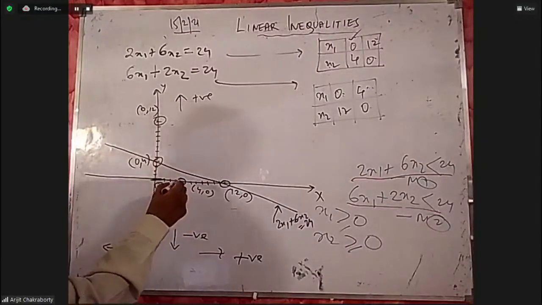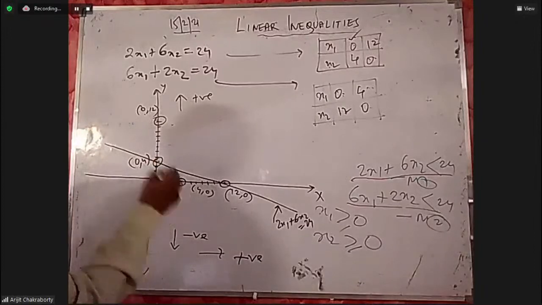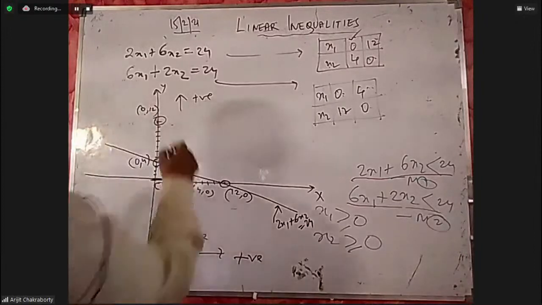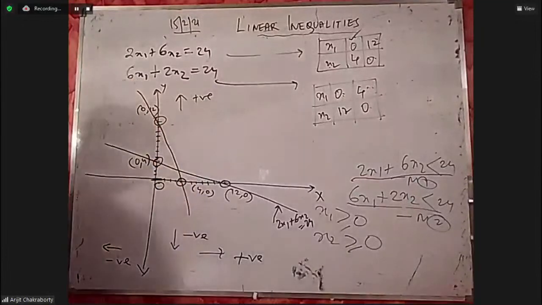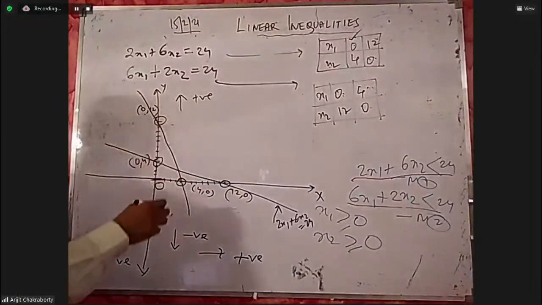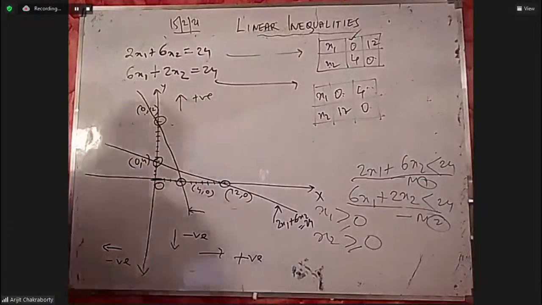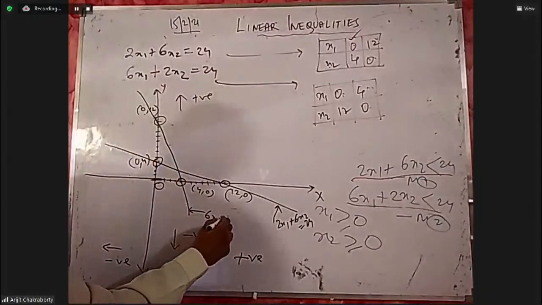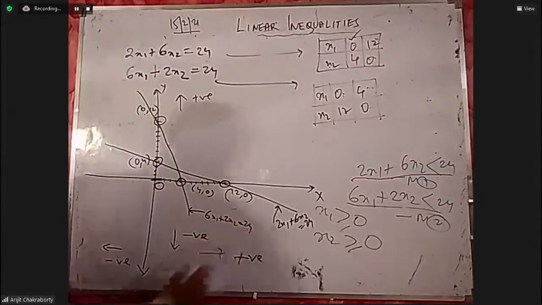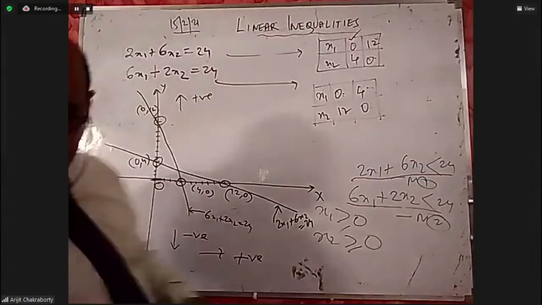I'll try to draw a line such that it connects this dot and this dot. I don't have a ruler, but I'll just draw a freehand line. This line which we see here is the second equation, 6x1 plus 2x2 equal to 24.